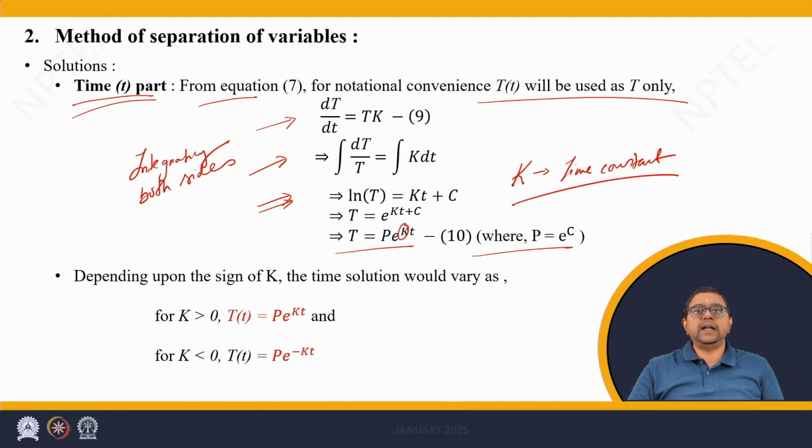Now, we can have two possibilities. One, k is positive, the other, k is negative. And the time solution would be T equals P e to the power plus kt and T equals P e to the power minus kappa t, where kappa is equal to minus k.